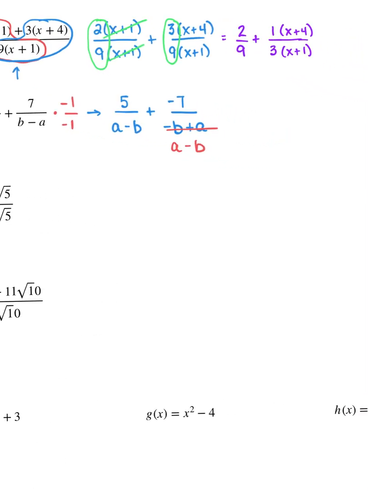And so now what I can say as my final answer is I can add together the numerators. So 5 plus -7 is -2. And then my common denominator is a minus b. And that's my final answer.